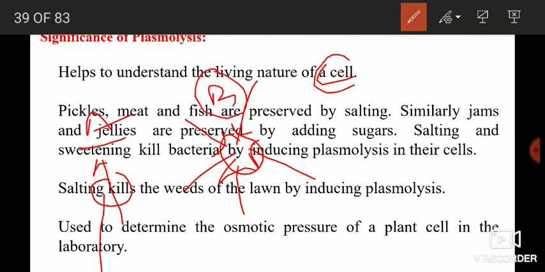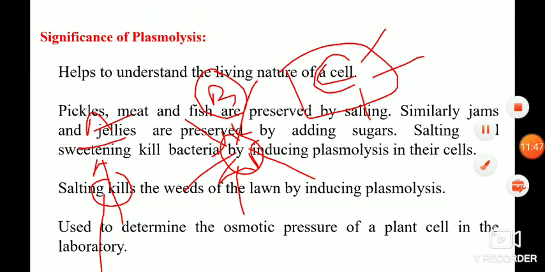And if by chance you place this cell in a solution named C, nothing will happen. Neither will water move out of the cell nor will it move inside the cell. You can conclude that the solute concentration present in solution C is the same as that present in the cell. So the osmotic pressure of solution C and the osmotic pressure of the cell are equal.